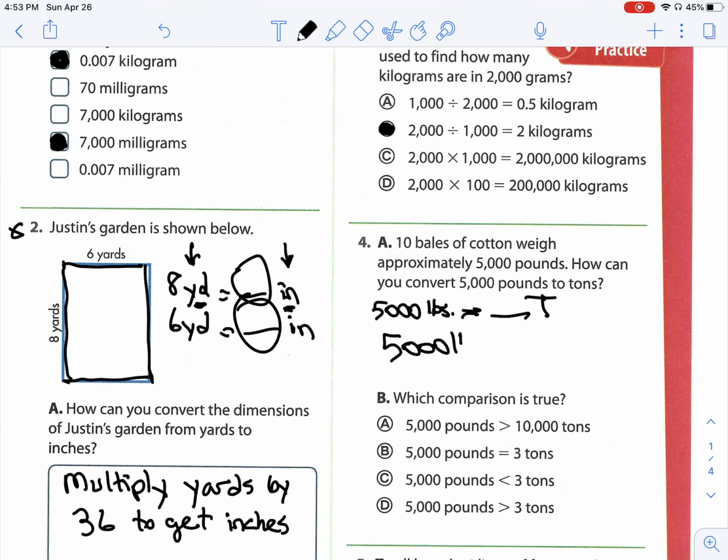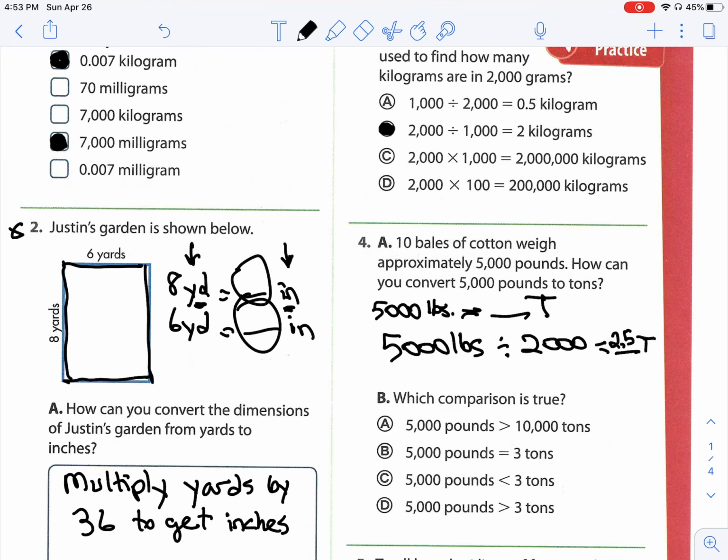5,000 divided by 2,000 equals however many tons. When you do 5,000 divided by 2,000, I hope you have your calculator handy. This is an easy problem to do even in your head. But 5,000 divided by 2,000 equals 2.5. So this equals 2.5 tons. You didn't even have to solve that, but I did because it's going to help me with part B.